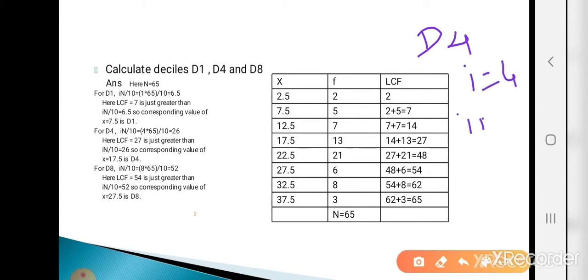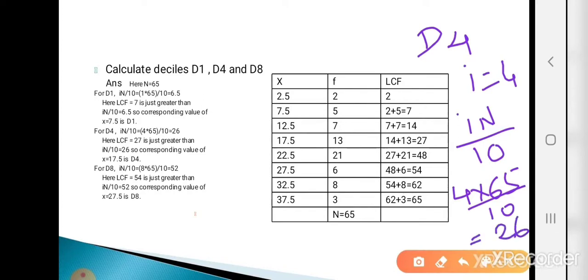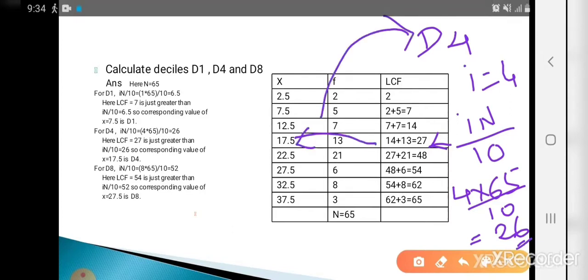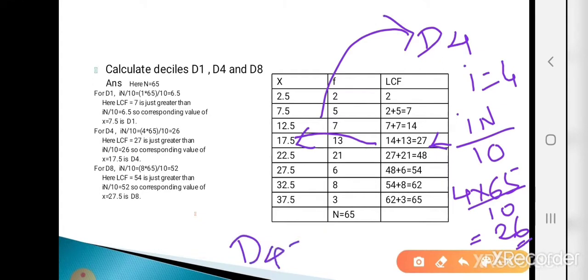Okay, now D4. For calculating the value of D4, that is the 4th decile, put i equal to 4. So iN divided by 10. What is the value of iN divided by 10? 4 into 65 divided by 10, that is 26. So which LCF value is just greater than 26? Here the LCF 27 is just greater than 26. So the corresponding value of x is the 4th decile. So here the D4 value is 17.5.